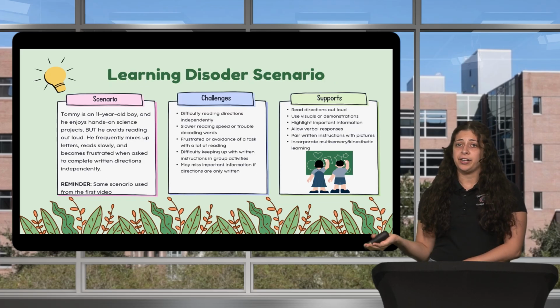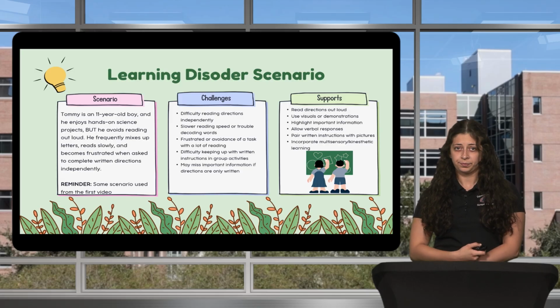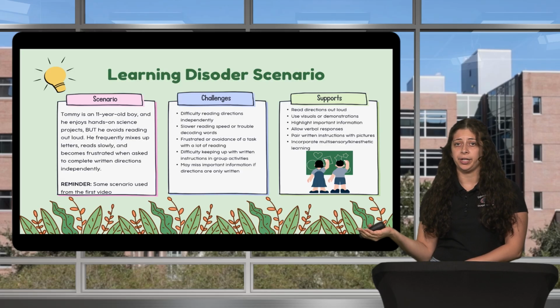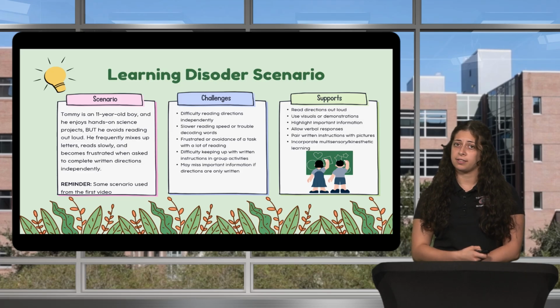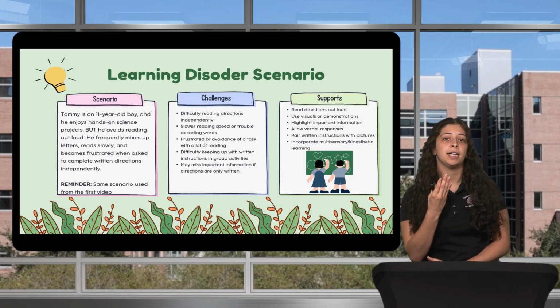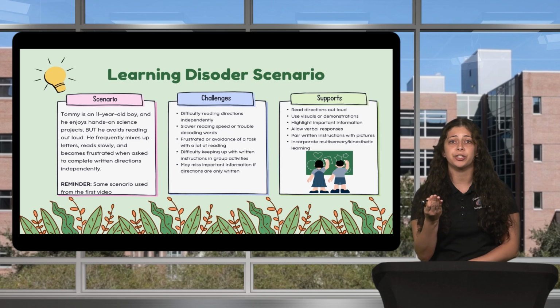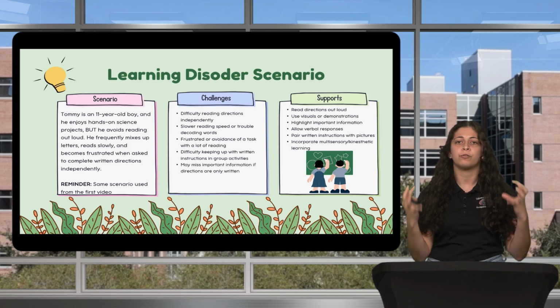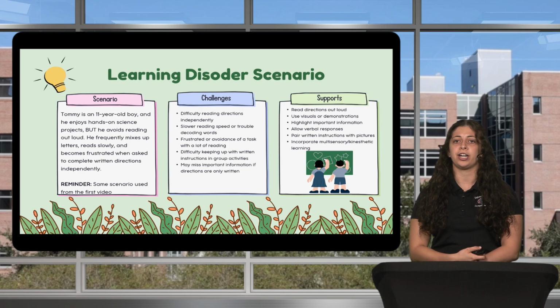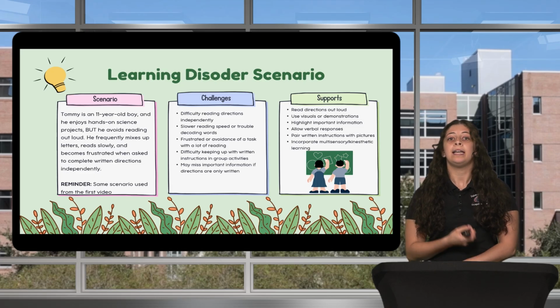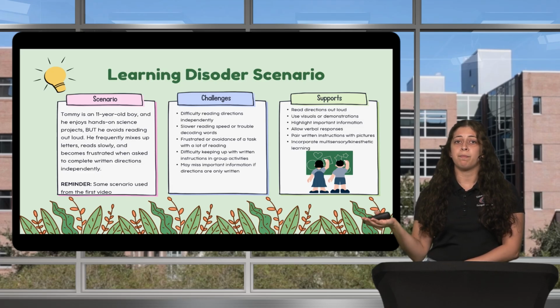Here is a mini scenario, and this scenario might look very familiar because it's from the previous video. Tommy's an 11-year-old boy, and he enjoys hands-on science projects, but he avoids reading out loud. He frequently mixes up letters, reads slowly, and becomes frustrated when asked to complete written directions independently. And the question was, what challenges might Tommy present during activities involving reading or following written instructions?